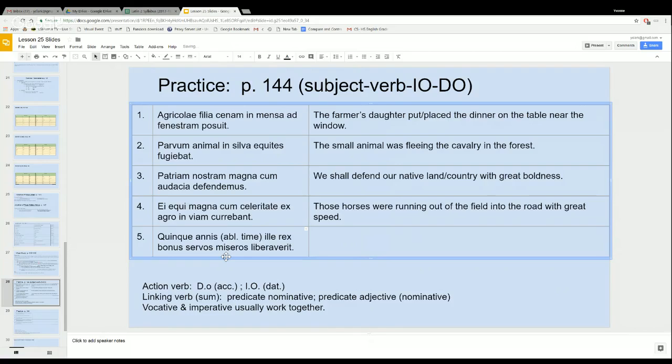So that's not our subject. Okay. Have you spotted your subject? Based on this, here's your verb. Rex, bonus, LA. Right. The former good king will have liberated the miserable servants. Liberated or freed.